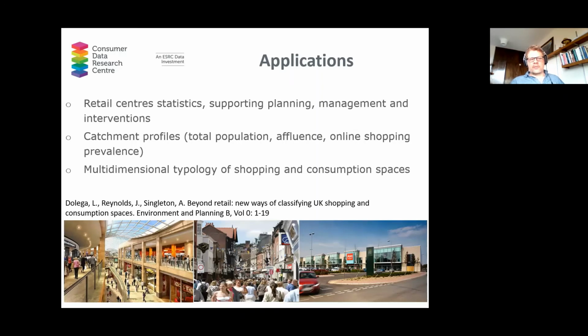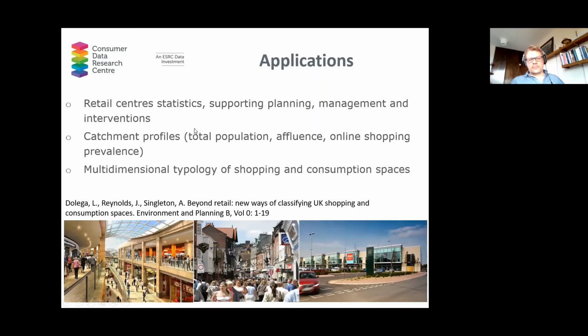Retailers, on the other hand, will be very interested in creating something called catchment profiles. Once they know the retail catchment, they will look at the demographics of that catchment: the total population, the affluence, the average age, sex, consumer behavior, online shopping prevalence, and so on. They will compare this against other stores, the national average, whatever, and create a retail catchment profile, which is a very useful and powerful tool for retailers.